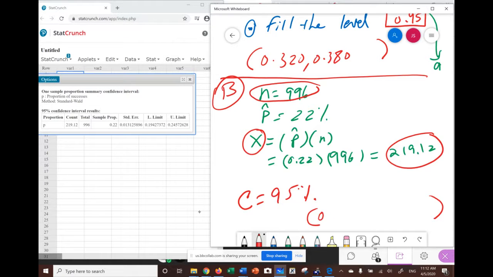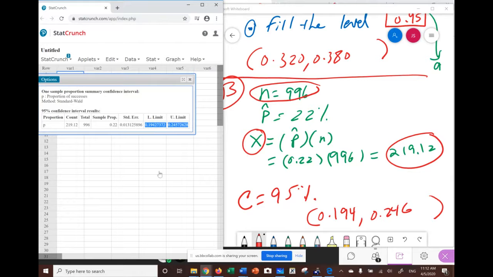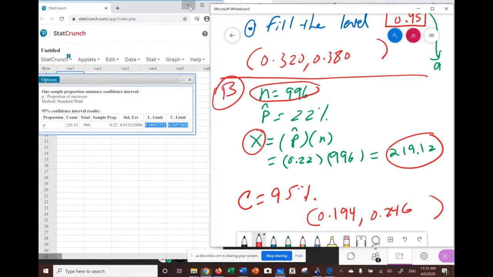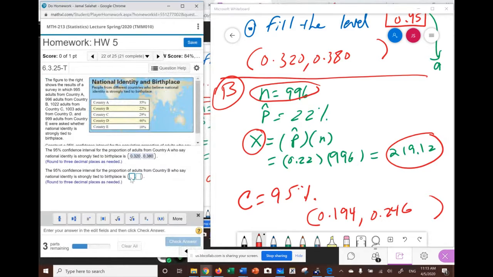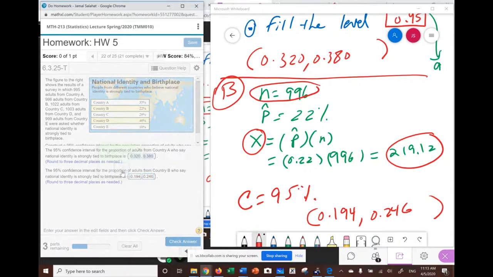And the answer is 0.194 and 0.246. If we run the answers that we see in here, in this table, we're going to get those two numbers. So we go to the homework. We put 0.194, and the second number is 0.246. And when you check, you're going to get the correct answer.